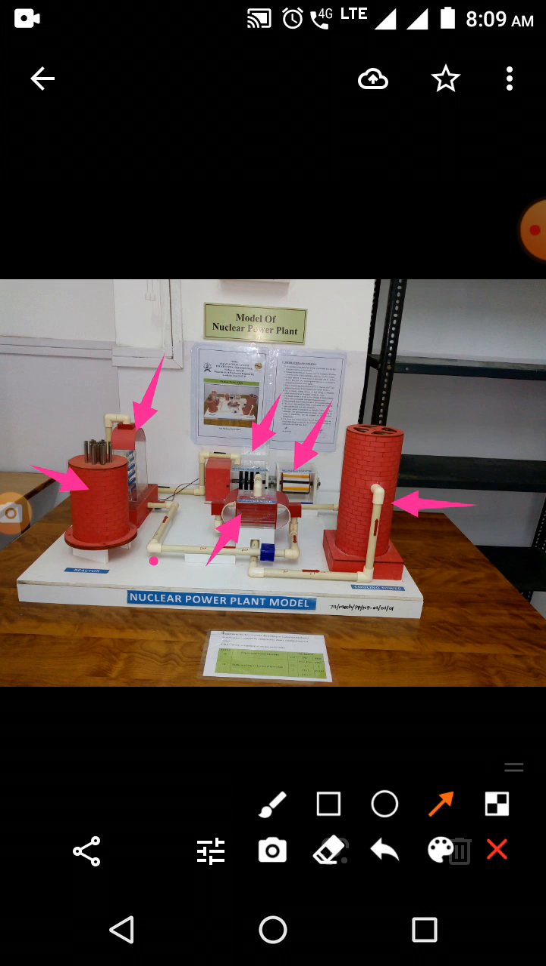Out of these, the reactor is the heart of the nuclear power plant because energy is generated in this reactor. In the reactor, free neutrons are moving, and these free neutrons bombard the nuclear fuels, uranium or thorium, to produce heat. When the slowly moving neutrons hit the nuclear fuel, it produces heat. This heat passes to the heat exchanger. In the heat exchanger, the other input is water, which is coming from this way.